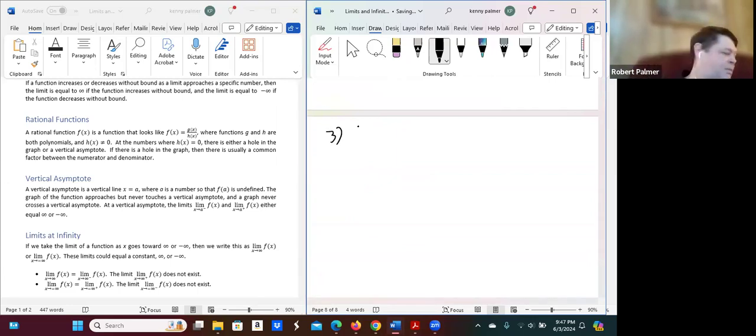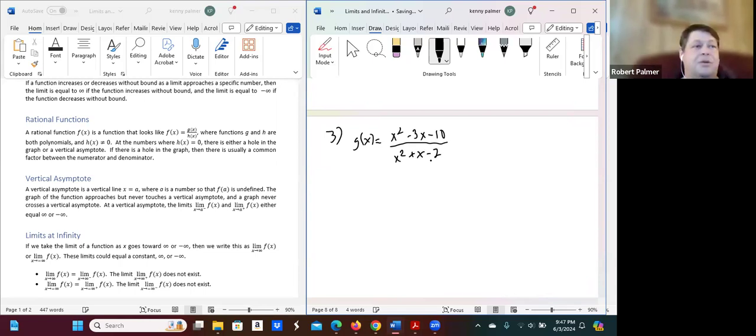Okay, so this time let's look at this function. I'm actually going to call it g of x this time, just to call it something different. g of x equals x squared minus 3x minus 10, and my denominator is going to be x squared plus x minus 2.